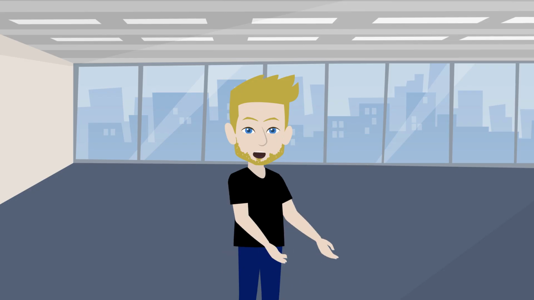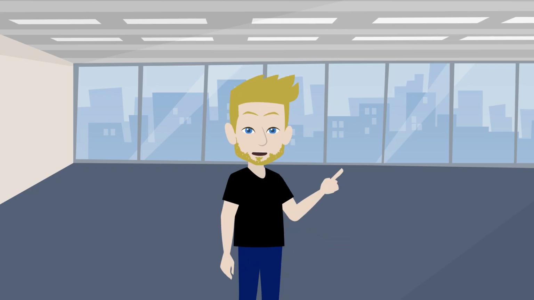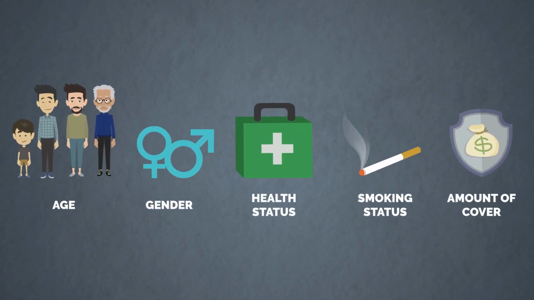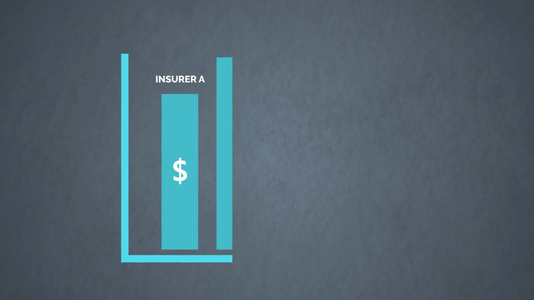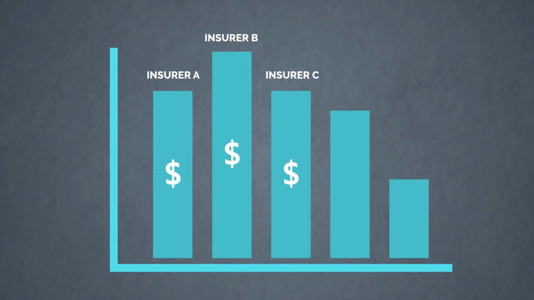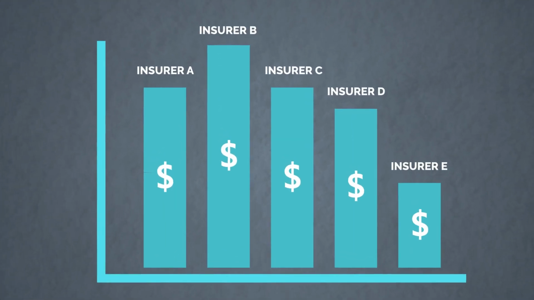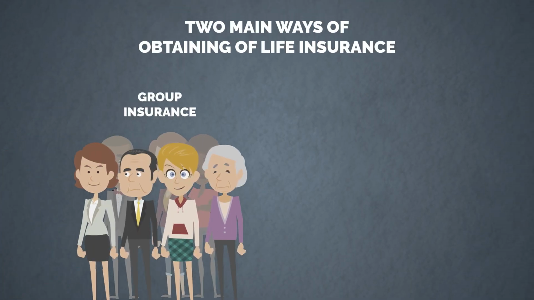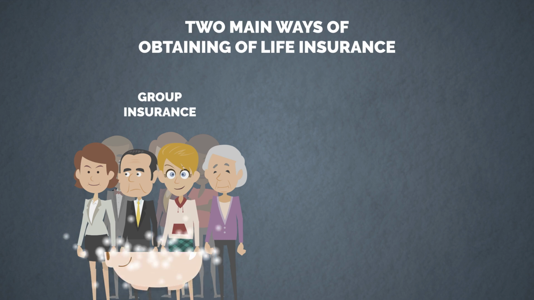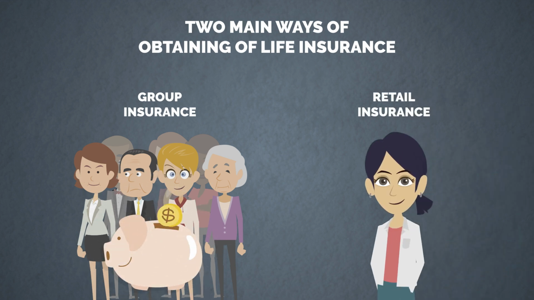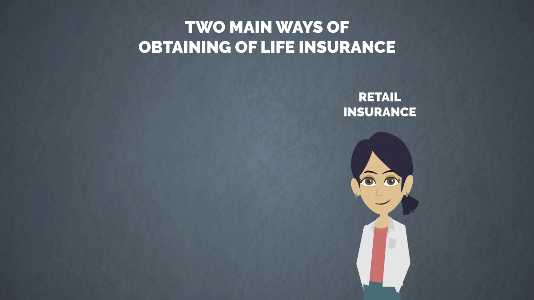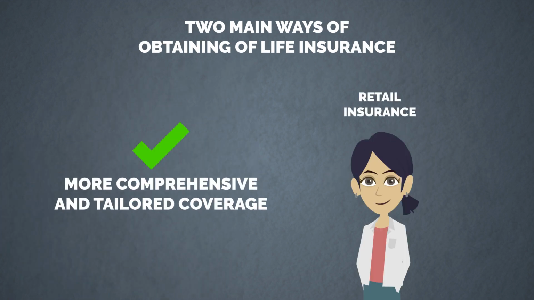The cost of life insurance varies depending on several factors, including age, gender, health status, smoking status, and the amount of cover. All insurers price their policies slightly differently, so it's important to compare options to find the best deal for your situation. There are two main ways to obtain life insurance: through a group insurance policy, often via superannuation, or through a retail policy. While group insurance can be convenient, retail insurance often offers more comprehensive and tailored coverage.